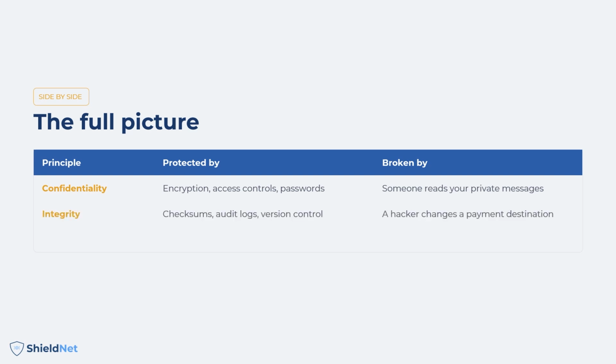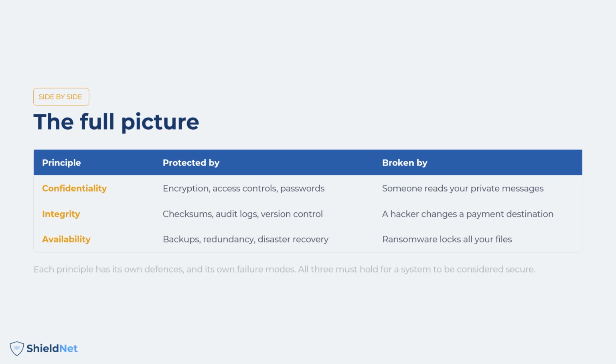Integrity, it has not been changed without permission. Everyday example, the bank balance you see is accurate and has not been altered by anyone. It is broken when a hacker changes a payment destination or someone edits a contract after it was signed. Availability, you can access it when you need it. Everyday example, a hospital can access your records during an emergency, not just when it is convenient. It is broken when ransomware locks all your files or a power cut destroys data that was never backed up.